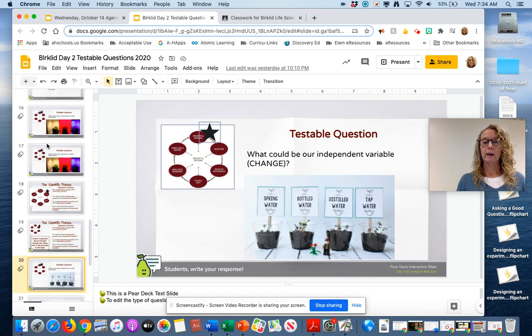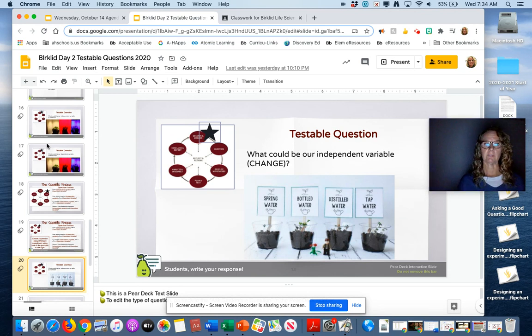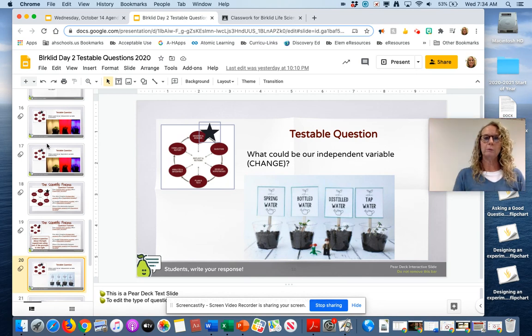Okay, here's kind of like the experiment I talked about in class yesterday. Oh, my lights just went off. Okay. What would be our independent variable here? So what are we changing? I want you to think about it if you're at home. Yep, we're changing the type of water.